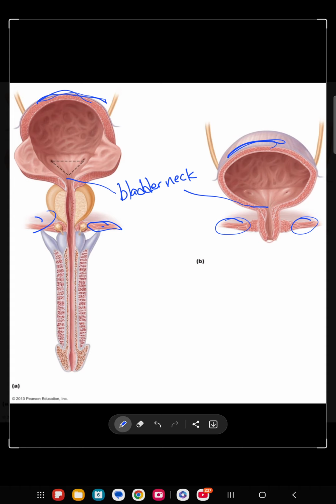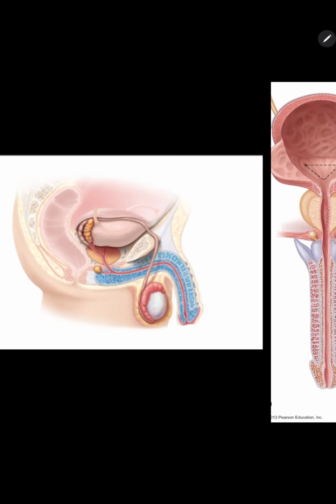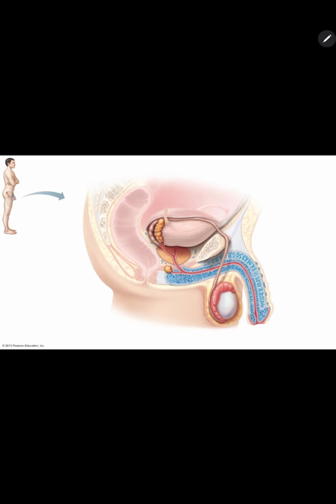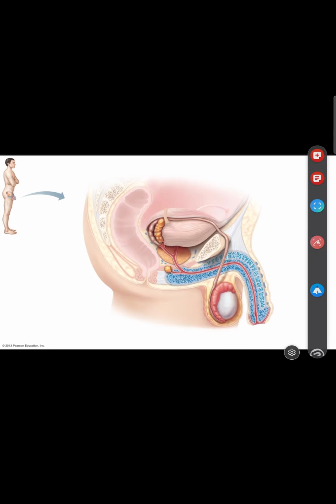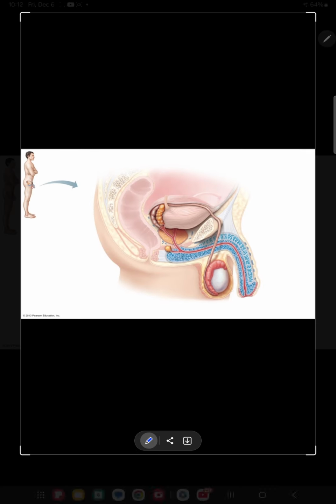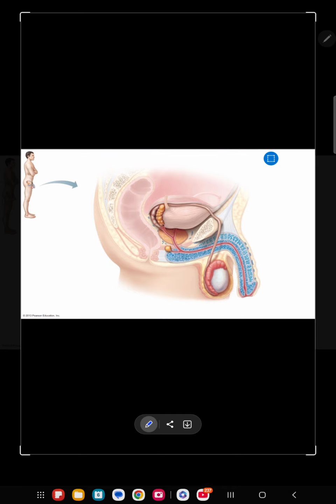So let me go on to the next picture so I can give you some more anatomy. Obviously, this is the male. This is the male urinary and reproductive systems. This right here is the urinary bladder. This is the testis. The skin that houses this is the scrotum.